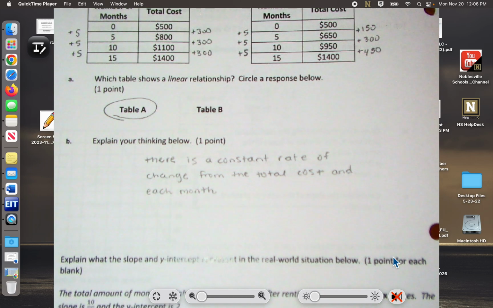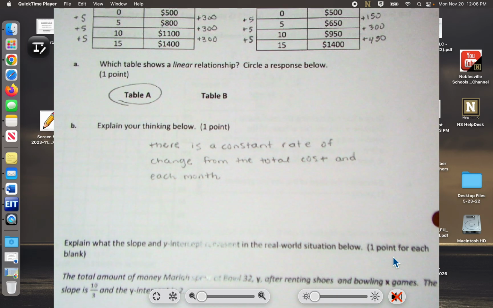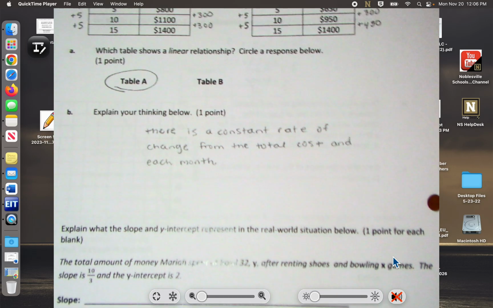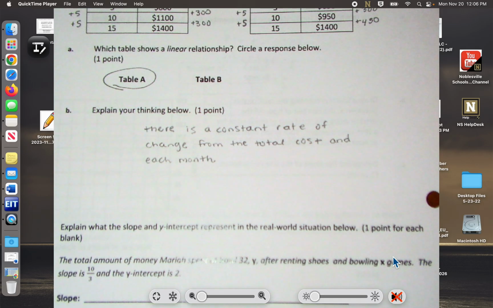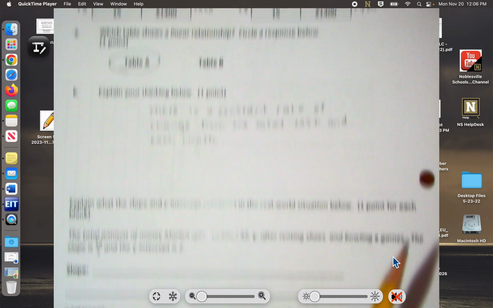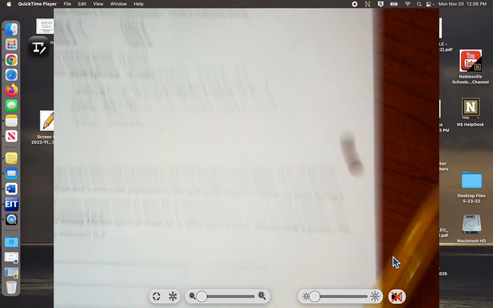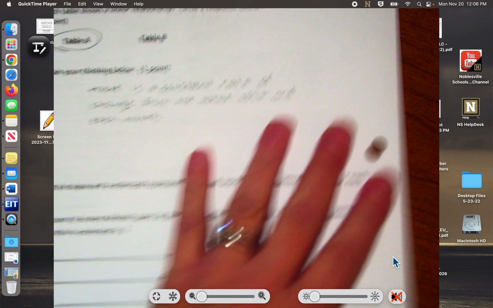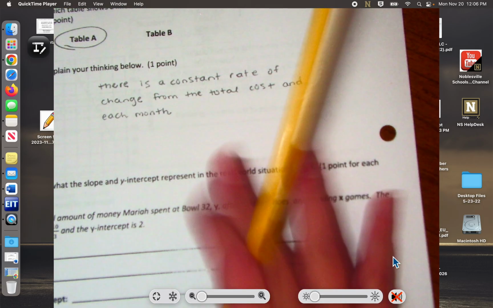All right, now they give us this scenario down here of somebody bowling. And they want us to describe the slope and the y-intercept in this scenario.